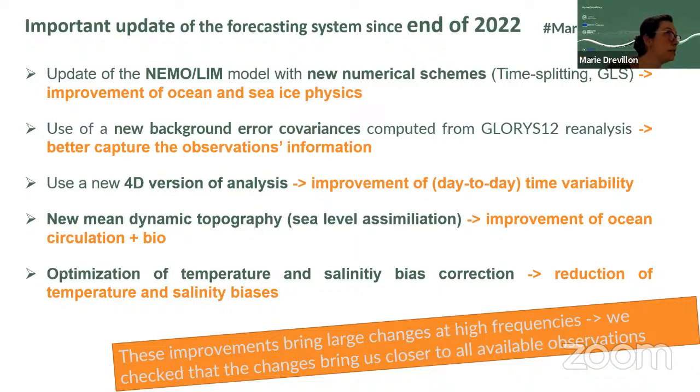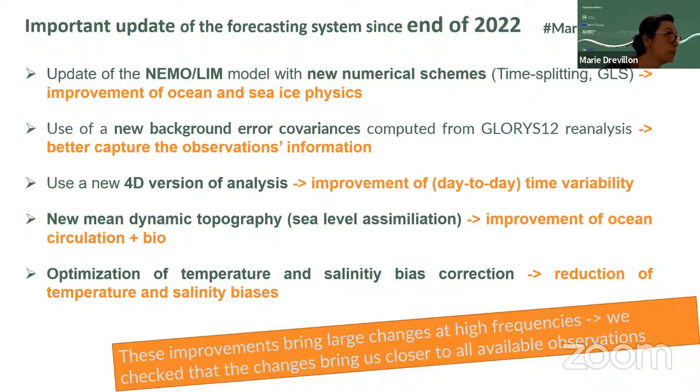So we have updated the version of the model, and that includes new numerical schemes, new tunings, etc. From this, we get an improvement of the ocean circulation and sea ice physics. We have updated the background error covariances. We compute them from the reanalysis. With this, we better capture the information contained in the observations.